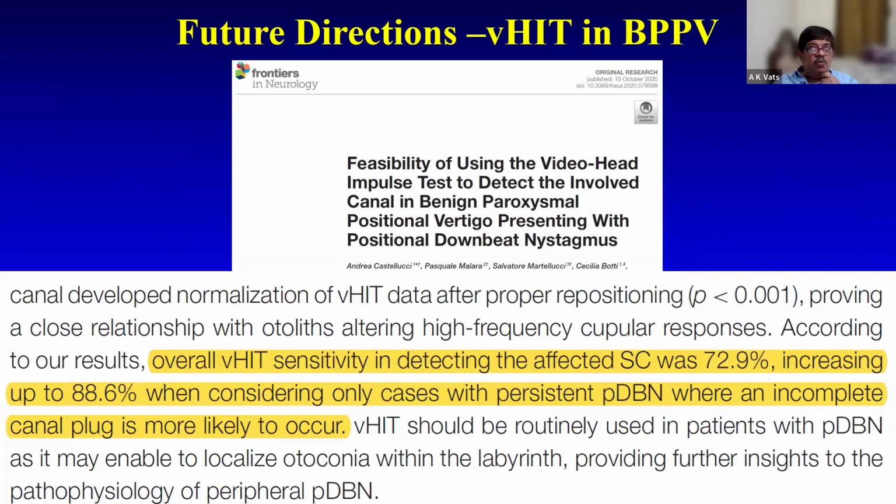Future directions. Two important things are the feasibility of using the video head impulse test to detect the involved canal in BPPV presenting with positional downbeat nystagmus. Andrea Castellucci, the Italian group, has found that overall V-HIT sensitivity in detecting the affected semicircular canal was 72.9%, increasing to 88.6% when considering only cases with persistent positional downbeat nystagmus, where an incomplete canal plug is most likely to occur. That is the partial canal jam. This study is of 2020.